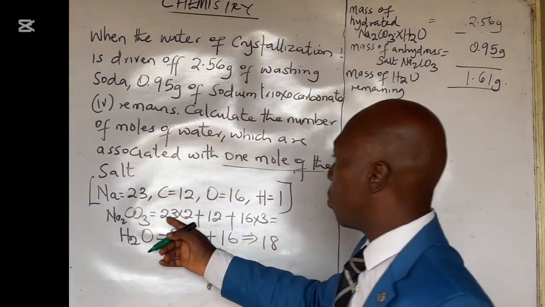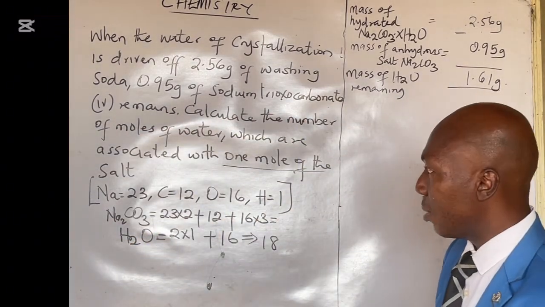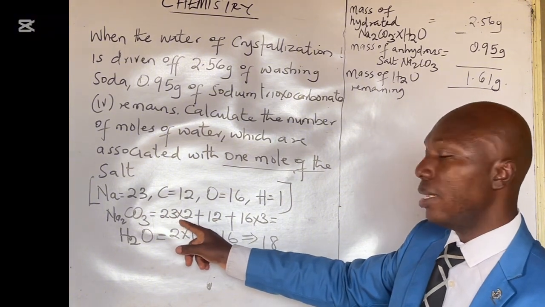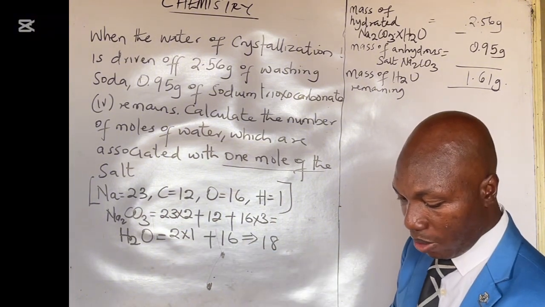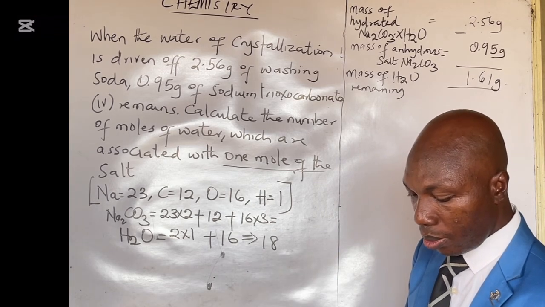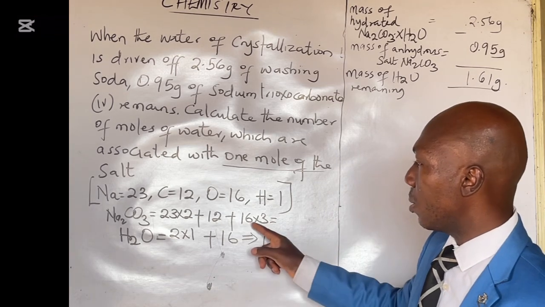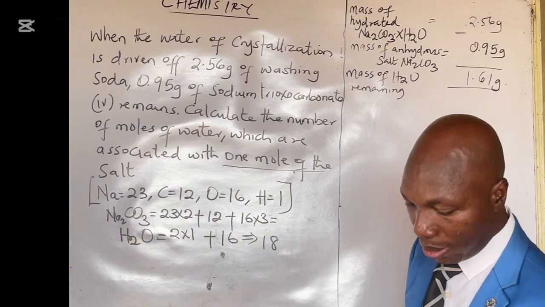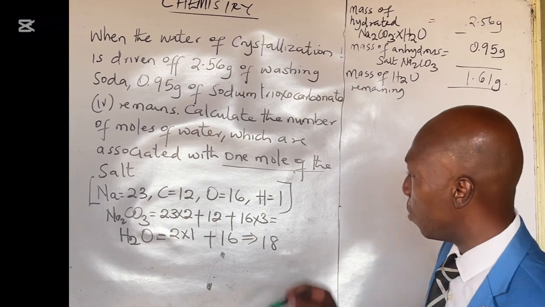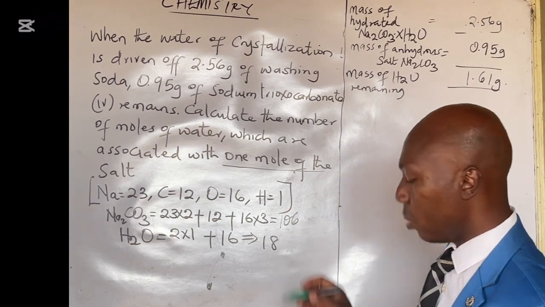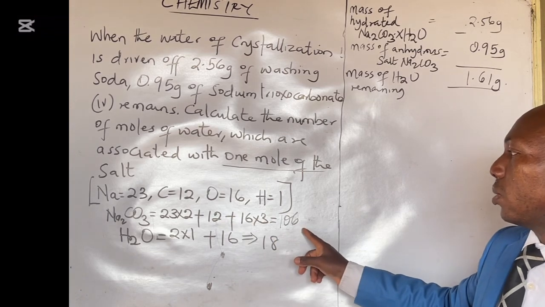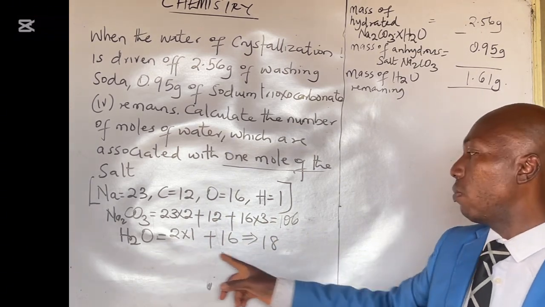For sodium carbonate, 2 times 23 is 46, plus 12, plus 16 times 3, that's 48. So that will give you 106. So we have the data on the board. The relative molecular mass of sodium carbonate is 106. The relative molecular mass of water is 18.